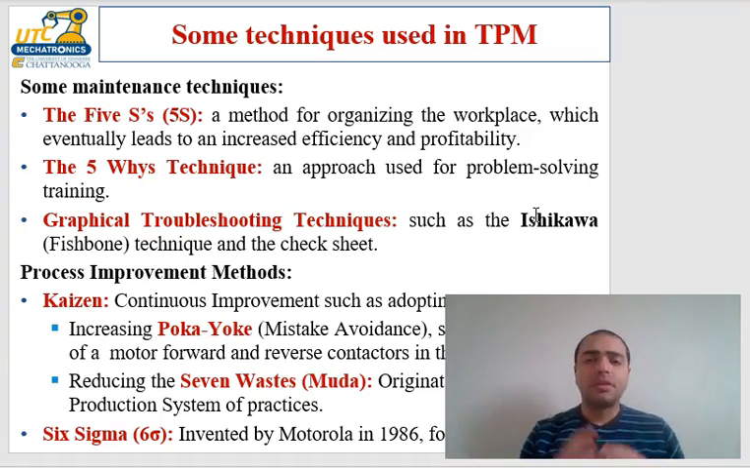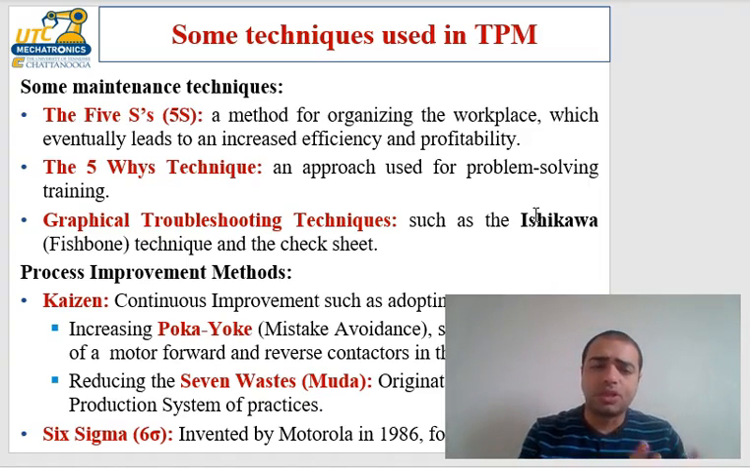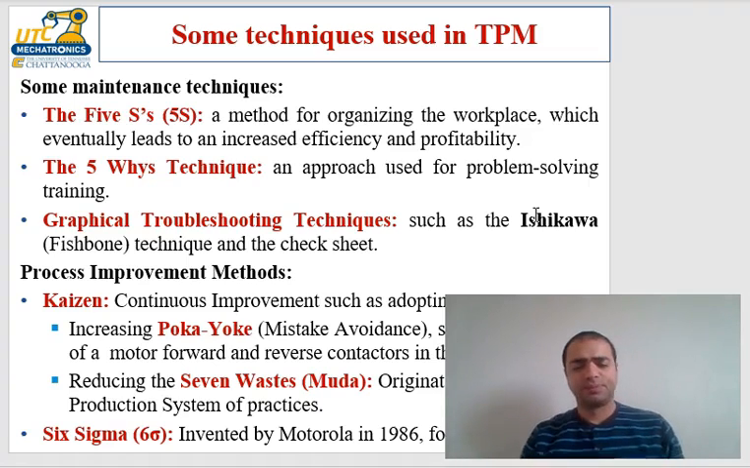Kaizen doesn't necessarily relate to the final product. Any improvement, like for example making a more efficient storage space, that's Kaizen. Or for example, reducing the costs, that's Kaizen. So anything really that can cause an improvement, Kaizen works on that. Six Sigma concentrates only on improvements related to the product itself.